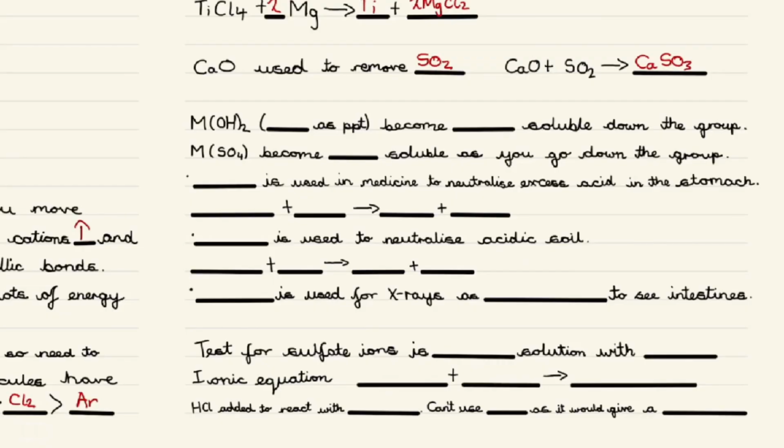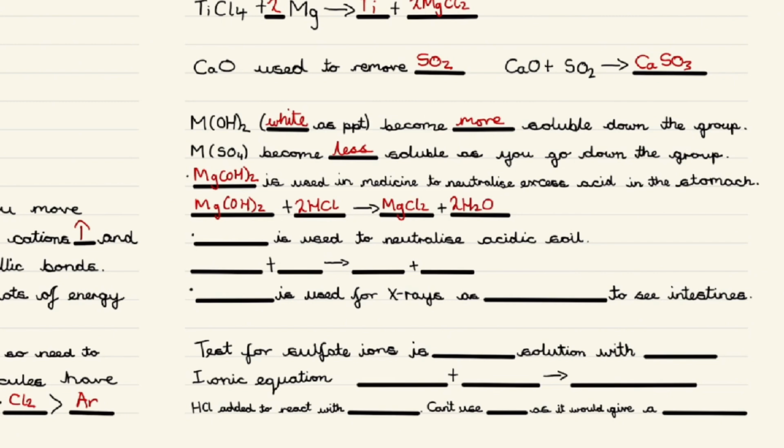Now when you have a group 2 metal hydroxide, it would probably be a white precipitate, if it is a precipitate, and the precipitate becomes more soluble, whereas a group 2 metal sulfate becomes less soluble down the group. Now magnesium hydroxide is used in medicine to neutralize excess acid in the stomach, and the reaction for this is magnesium hydroxide and hydrochloric acid forming magnesium chloride and water.